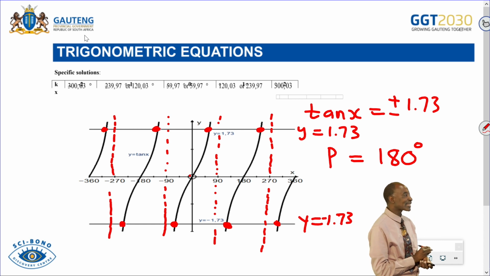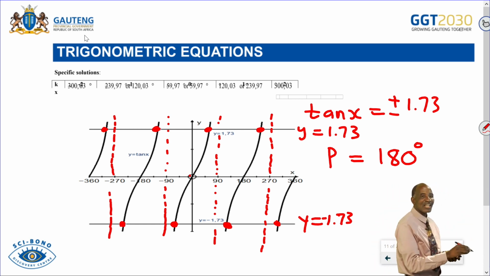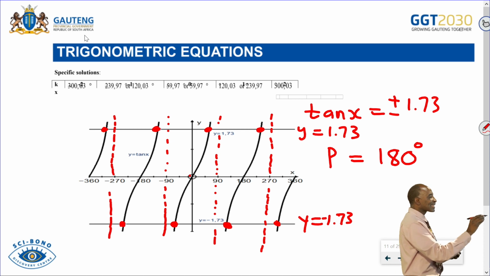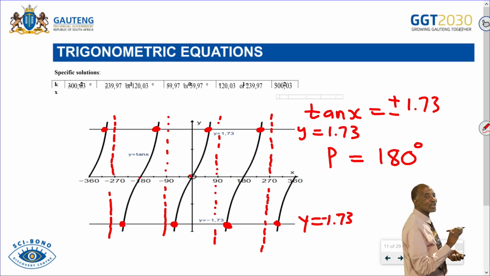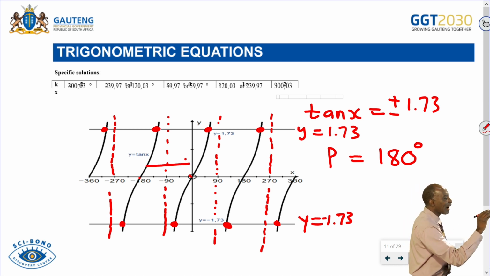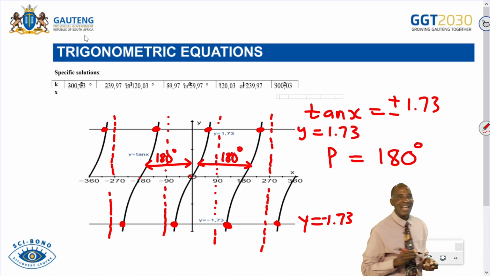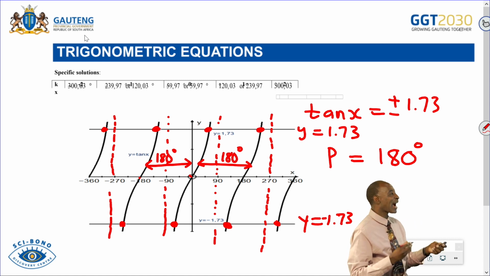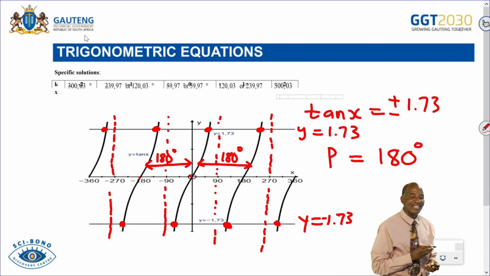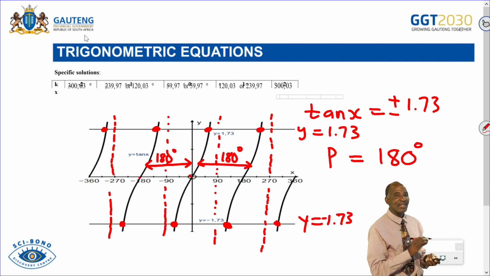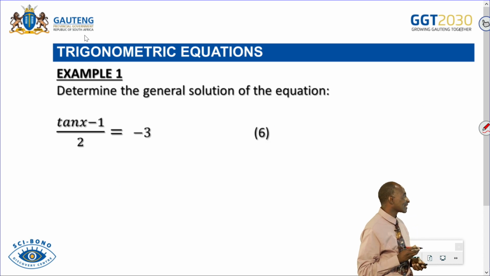How do I know it's 180? You either use lines of asymptotes or use the graph itself. If I take the graph here at 180, the next branch I see at 0. So the gap from here up to there is 180 degrees. The gap from here up to there is another 180 degrees. So basically, our graph keeps on repeating itself after every 180 degrees. So when you find the general solution of the tangent graph, you must always use the period of 180 degrees.